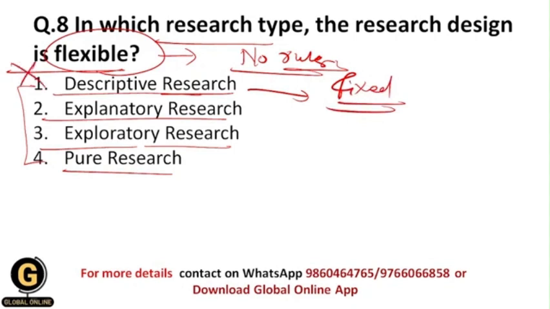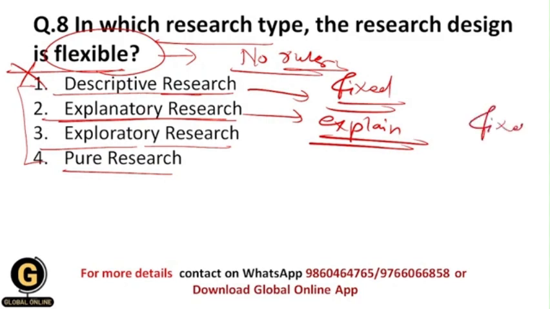In the explanatory research design, we are going to explain the relationship between the variables, and whatever relationship is there between the variables, we are going to explain it as it is. That's why this is as well a fixed research design. We are going to follow the fixed research design over here, and that's why this also gets eliminated.